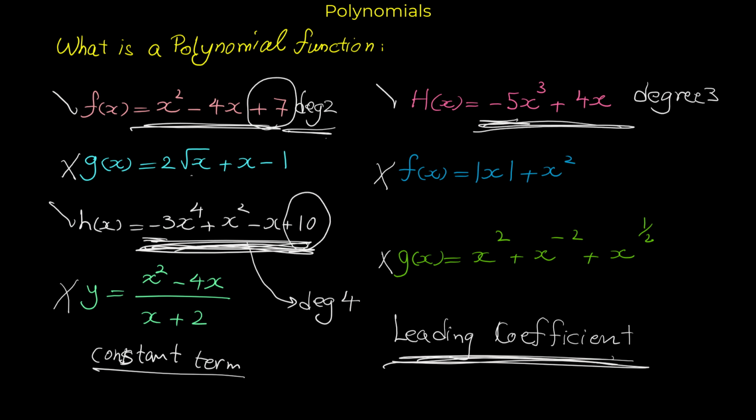What about this polynomial? As we can see, at the end we don't have any constant, any number. So the constant term of this polynomial is 0, because you can consider this polynomial as negative 5x to the 3 plus 4x plus 0 basically. So the constant term in this polynomial is 0.